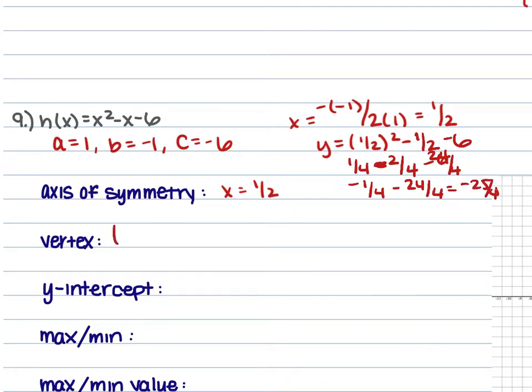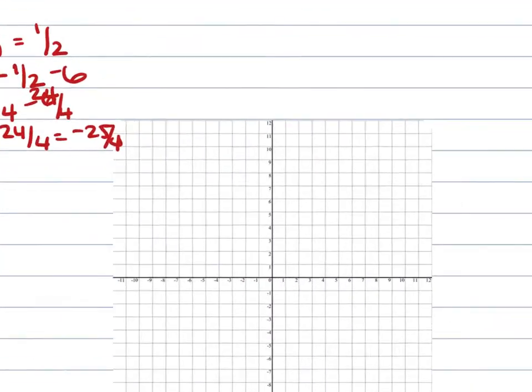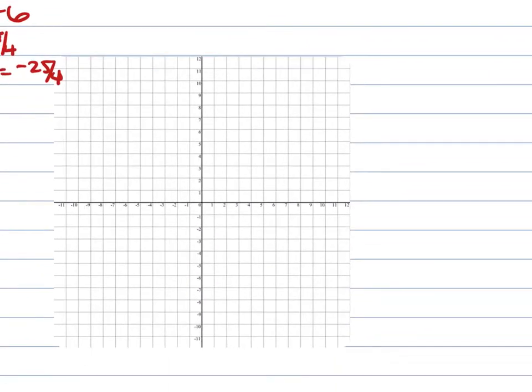So this vertex is going to be 1/2, comma, negative 6 and 1/4. So we can plot that point, 1/2, negative 6 and 1/4. It's going to be about here.